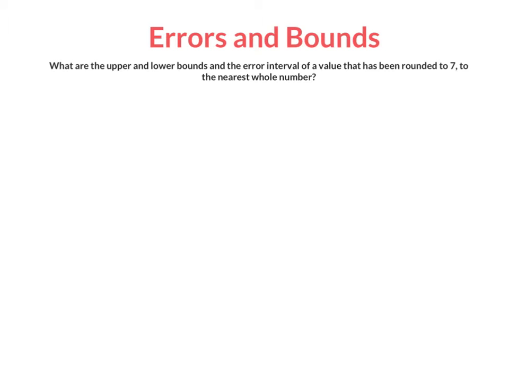So what we're looking at today is errors and bounds. And basically it's all to do with rounding numbers. We're all used to rounding numbers to a certain number of significant figures or decimal places or to the nearest 10 or something like that. But we're almost working backwards here, and there's a question: what are the upper and lower bounds and the error interval of a value that has been rounded to 7 to the nearest whole number?